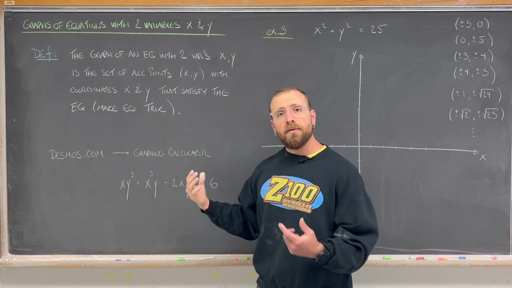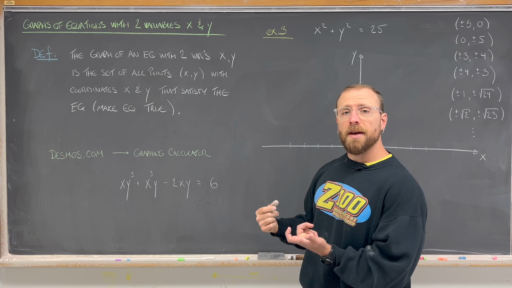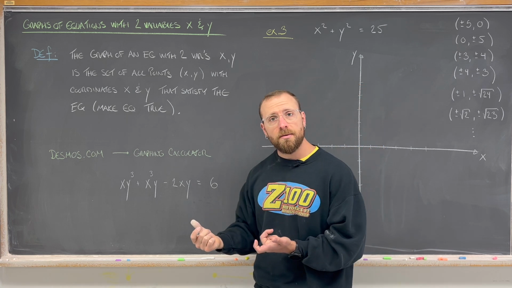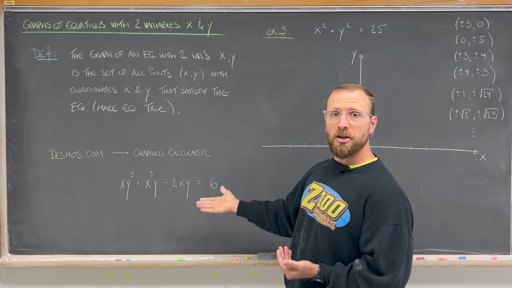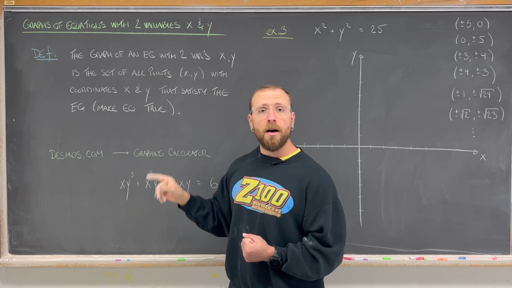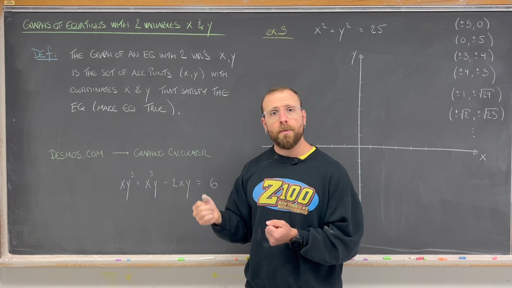Now, there are certain values of x and y that make this equation true, and there are certain values of x and y that make this equation false. Every point in the plane is either one or the other. It either causes this to be true or false. The graph of this equation would be the set of all the points that make the equation true.